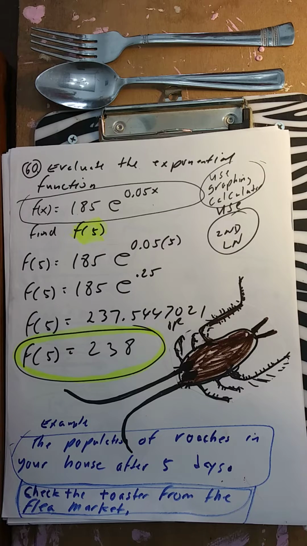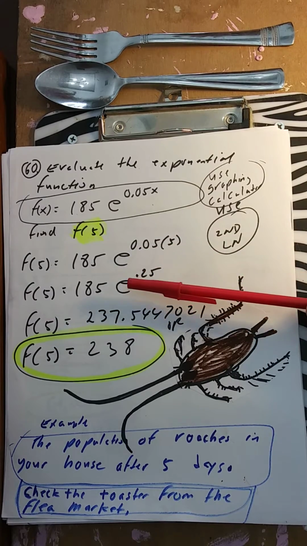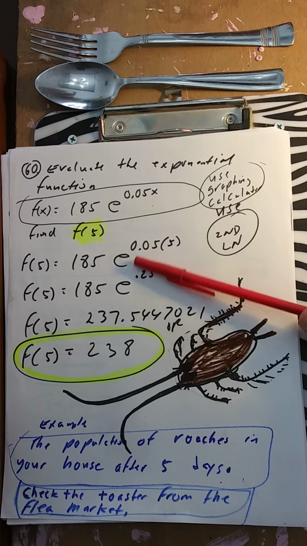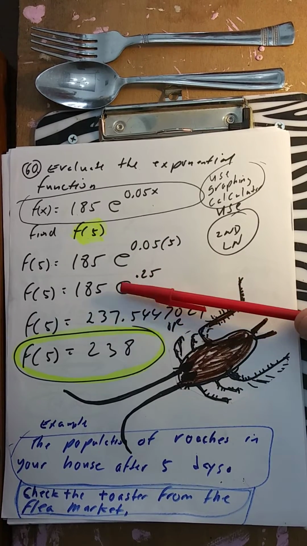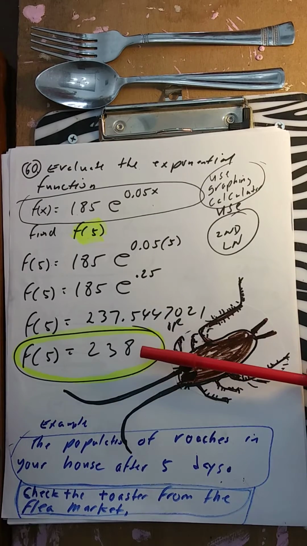Evaluate the exponential function. Again, f of 5. Put a 5 in there. 5 times that is 0.25. Then you're going to go second ln in your graphing calculator to get that little e to pop out. Now you're going to go e to this times that. It's going to give you this number here. Round it to 238.